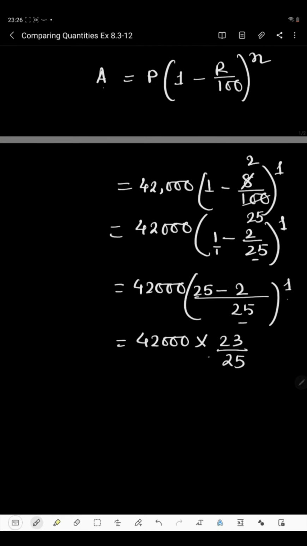Now we will cancel this by 5. So 5 5s are 25, 5 8s are 40, 5 4s are 20, and then 2 zeros. Again we will cancel by 5. So 5 16s are 80, 5 8s are 40, then 0. So we have 1680 multiplied by 23.